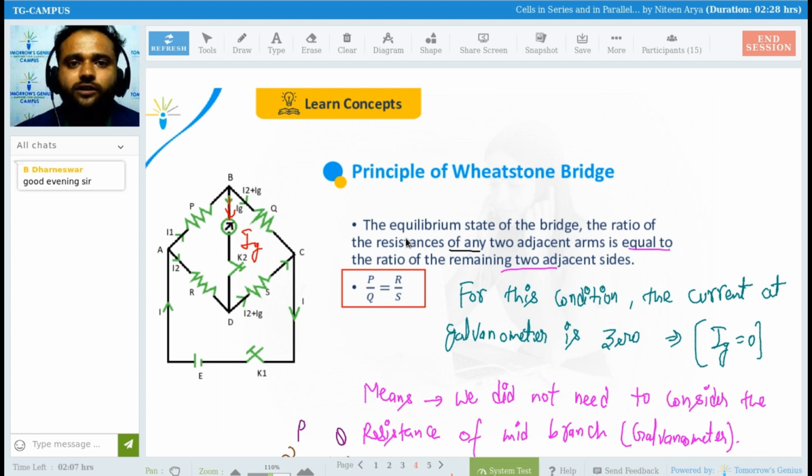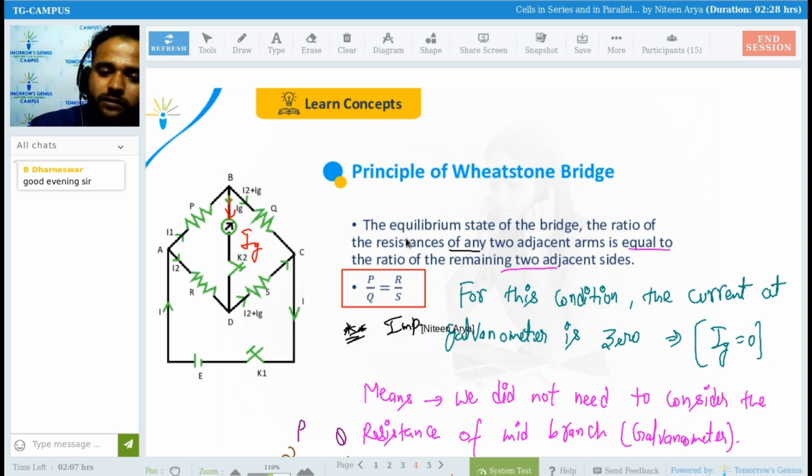In every subtopic related to the Wheatstone bridge, either you use this equilibrium condition to find the net resistance of a complex circuit or branch, or you use the equilibrium state of a Wheatstone bridge in the meter bridge. In both ways, this simple ratio is very important. Is this clear, everyone?